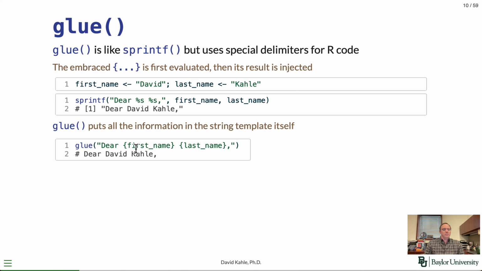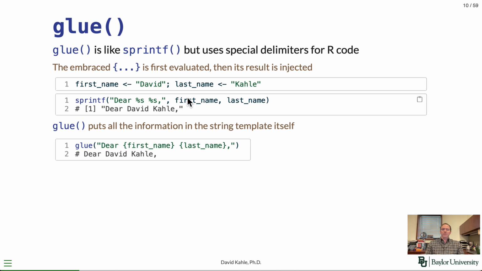Dear, and then here come these demarcations, right? First name. So anything between the demarcations is going to be considered to be R code. That R code is going to be pulled out, evaluated on its own, and the result is then going to be injected into the original string, and it will also clobber the curly braces entirely. So we get Dear David Kale. The first name is being injected and the last name is being injected in a nice, clean way. So this is really what glue gets you.